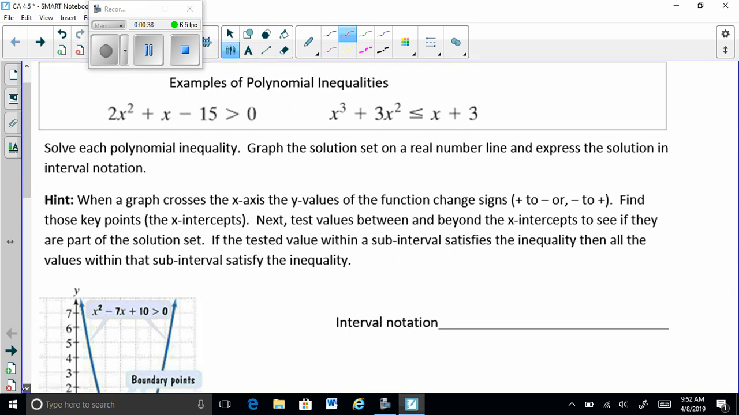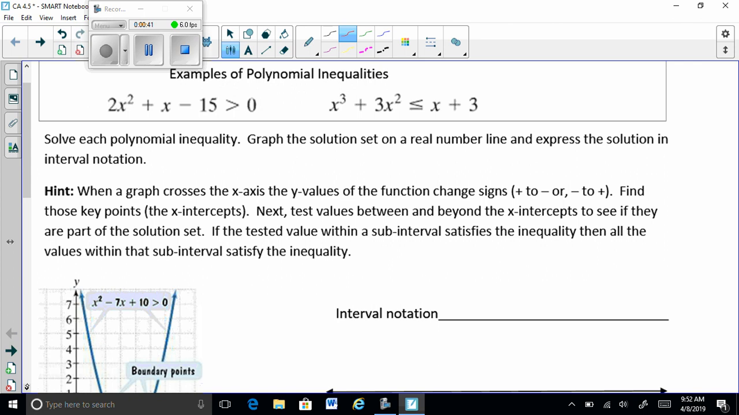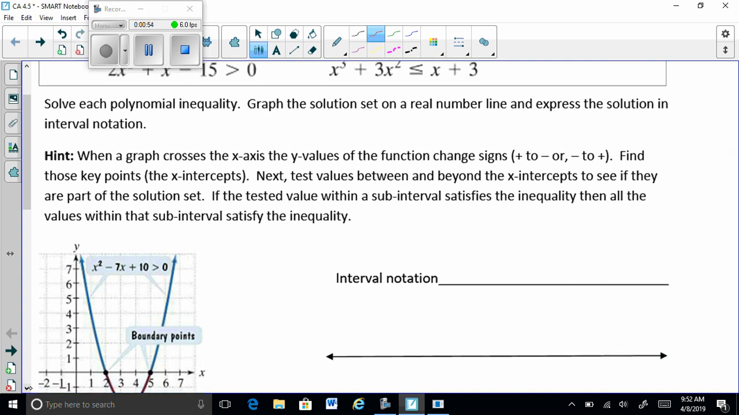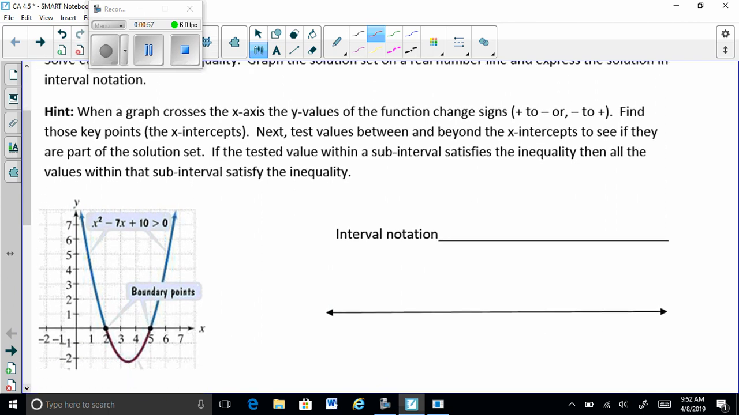So here's the hint on basically how to solve these. We're going to start out with parabolas, but really these are all going to be solved in a very similar way. The hint here is that when a graph crosses the x-axis, so let me pull the picture up, the y value of the function is going to change from positive to negative or negative to positive. As you can see right here, the y value is positive until I cross the x-axis. Now my y values are negative, and then once I cross the x-axis again, my y values go back to being positive. So whenever you cross the x-axis, there's a sign change in your y value, okay?